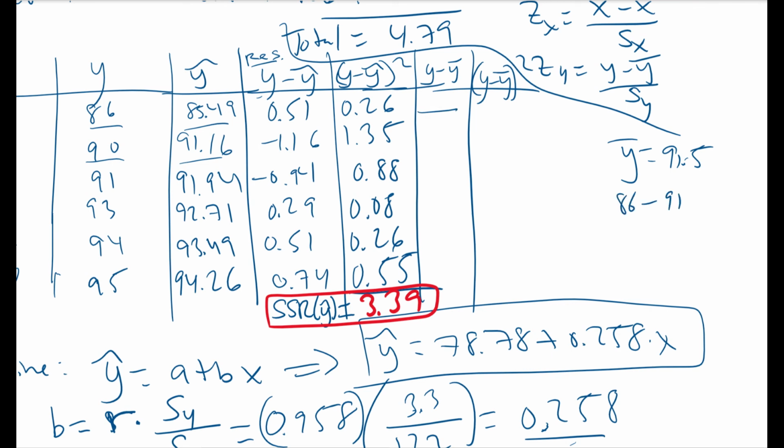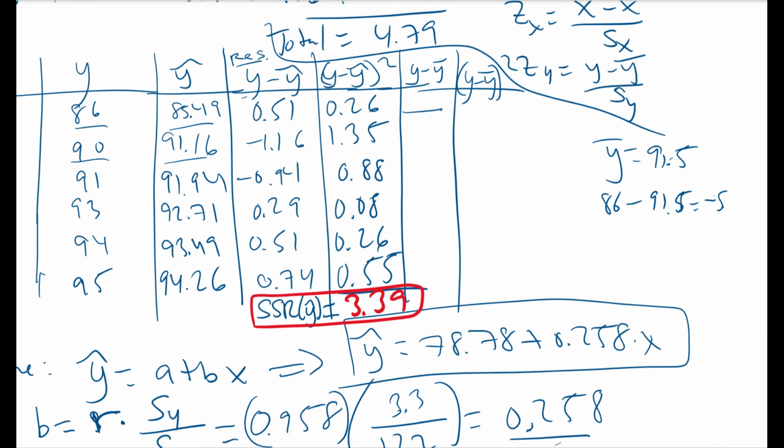I'll just write it over here. And that'll be negative 5.5. So that'll go here, negative 5.5. And then we square that. So we do negative 5.5 squared, and that'll give us 30.25. And that'll give us that number. Okay, 30.25. I'm going to give you the rest of those numbers now.